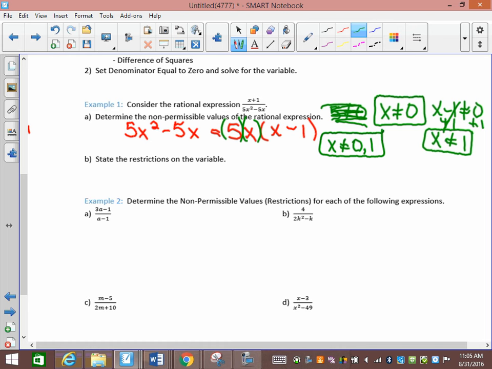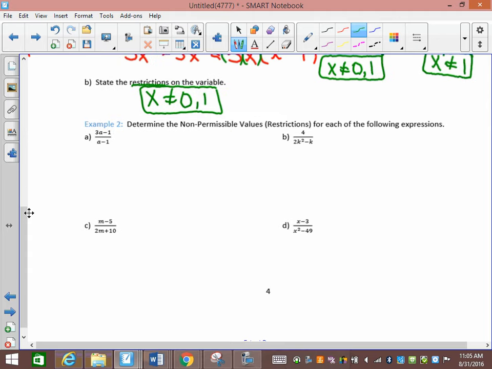Now B is a really easy question since we've done A. B says state the restrictions on the variable. X can't equal 0 or 1. That's it. This means the same as this. My point here is they are the exact same. We can just say it in 2 different ways. Okay? You guys try A, B, C, and D. We'll go through them right away. Try them.